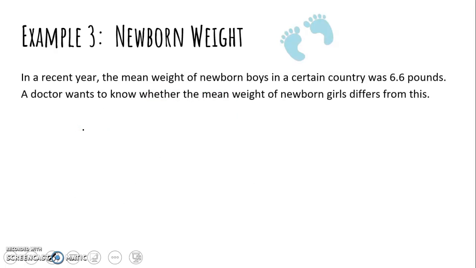So here's example 3. Newborn weight. In a recent year, the mean weight of newborn boys in a certain country was 6.6 pounds. A doctor wants to know whether the mean weight of newborn girls differs from this. So pause the video and try to write your two statements, one null, one alternate, and then unpause to see how you did.